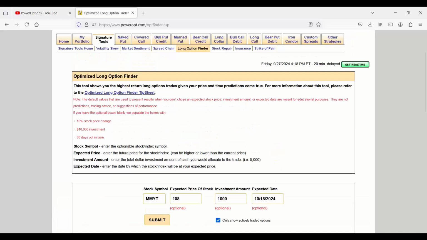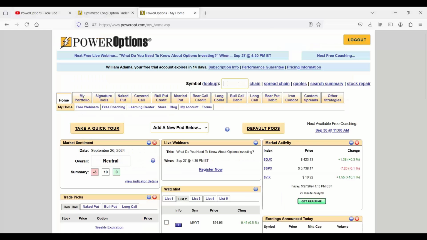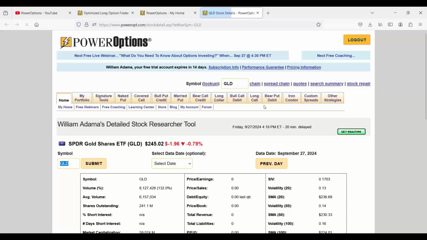Let's take a look real quick. What I want to do is take a look at the current price of GLD. Just give me one second here. Let's open another window. Sorry about that, folks. There we go. So let's take a look at GLD. Where are we currently with GLD? Let's just look at quotes here.